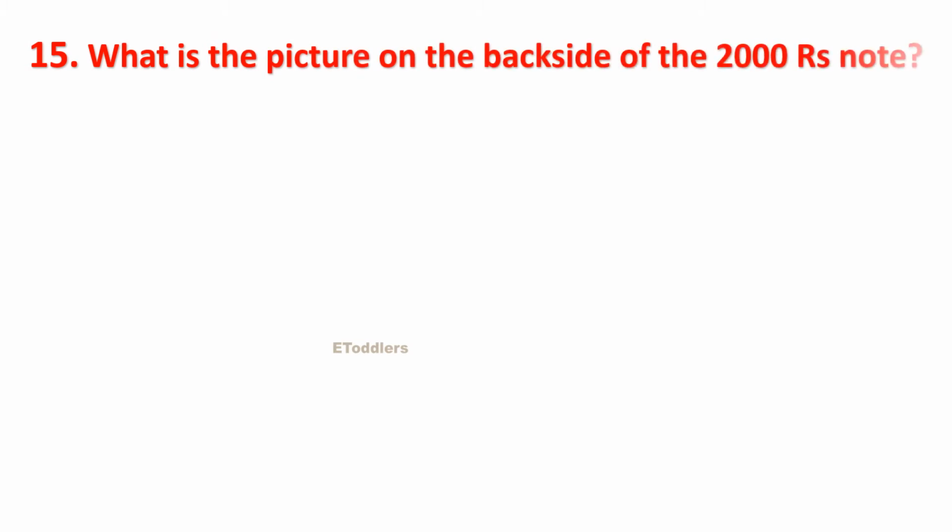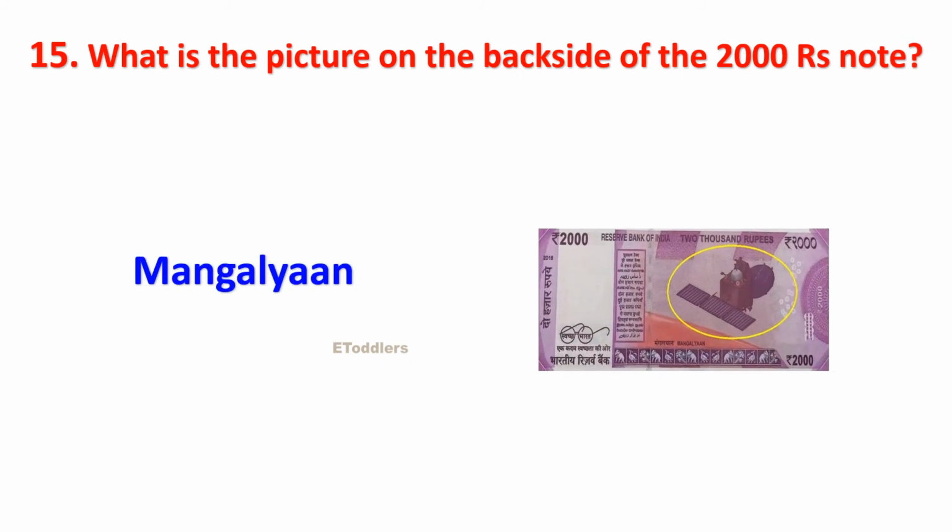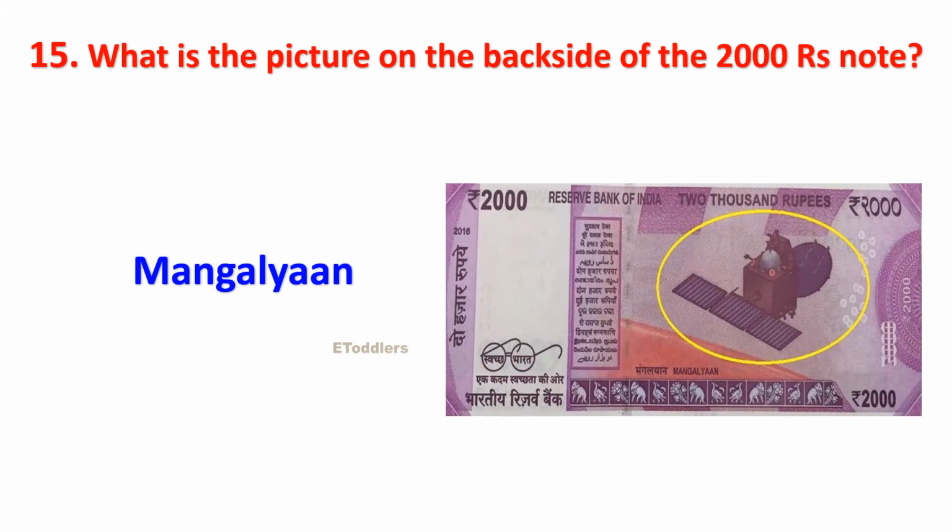What is the picture on the back side of the 2000 rupees note? Mangalyaan. It was launched by the Indian Space Research Organisation on November 5, 2013. This note shows the scientific prosperity of India.